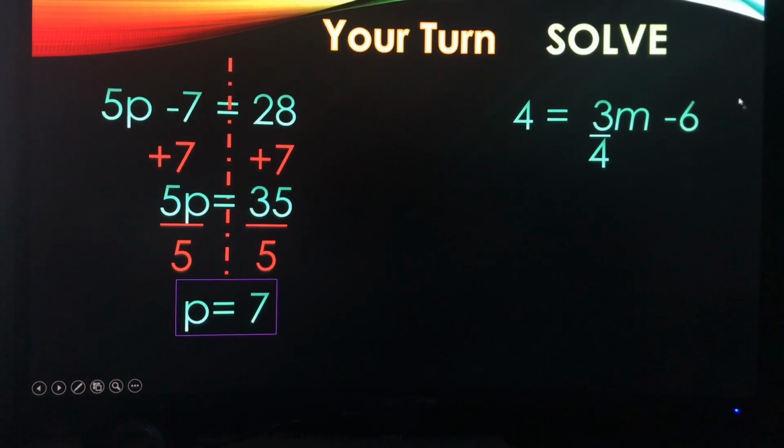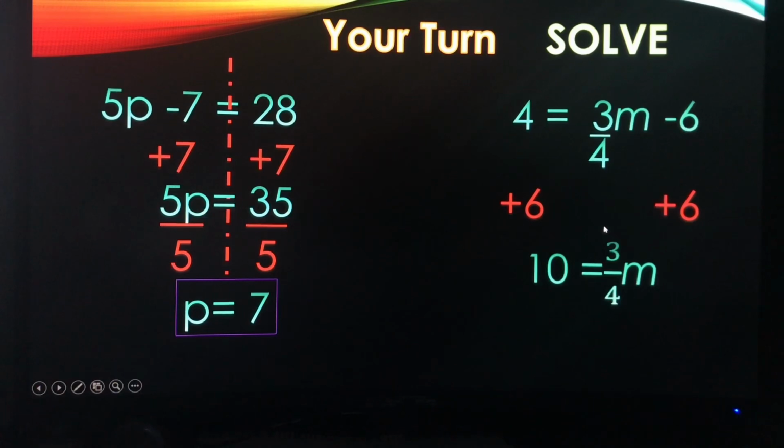So first, I'm going to undo and I'm going to bring 6 over. I'm going to add 6 to both sides. What this does for me, it cancels this out and just leaves 3/4 m. Well, now I got to stop and think. I am multiplying 3/4 by m. How would I clear multiplying by a fraction?